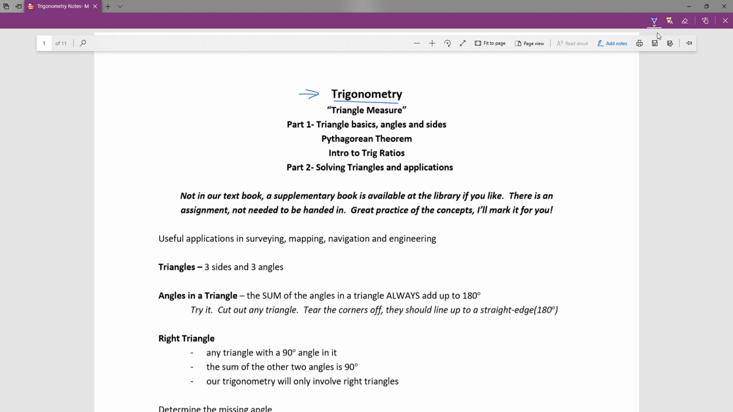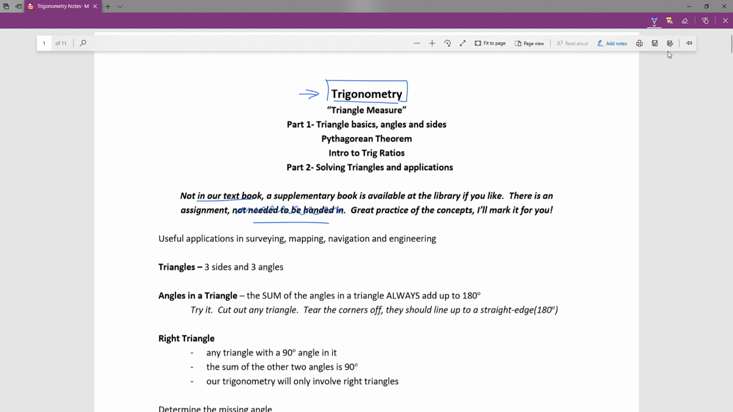We are going to do trigonometry with right angle triangles. So we're going to use Pythagorean theorem and the SOHCAHTOA stuff. If those things jog your memory at all, that's the sort of stuff that we're going to be doing in this chapter on trigonometry. So like I said, not in the textbook. There is an assignment. You should hand it in. It says not needed to be handed in, but you should hand it in. There is a drop box for that on the Moodle site.